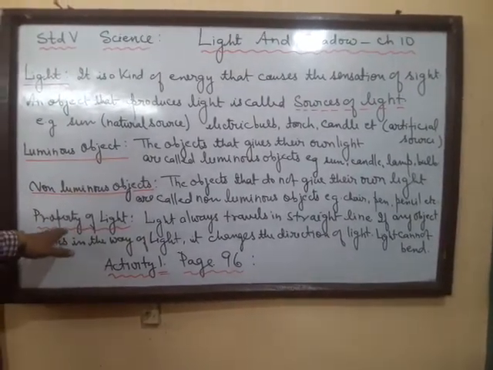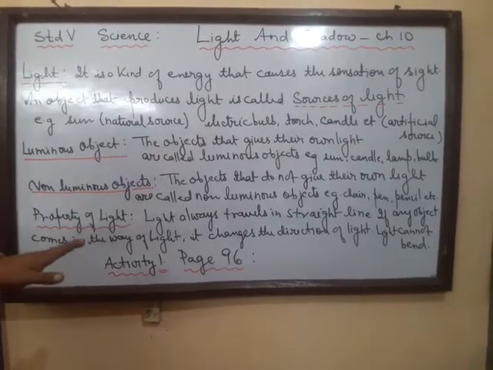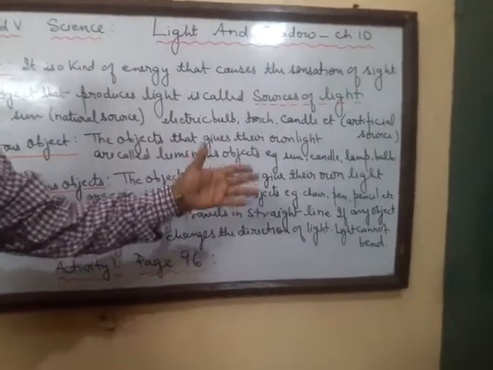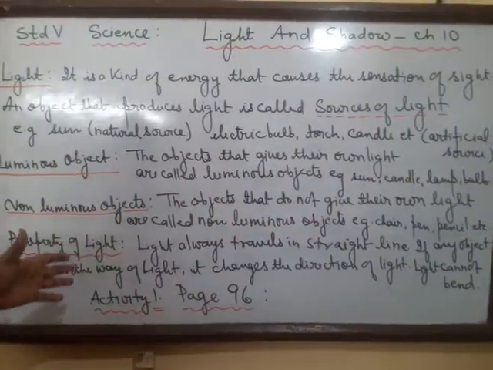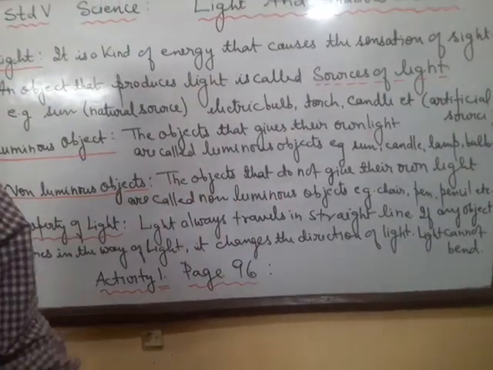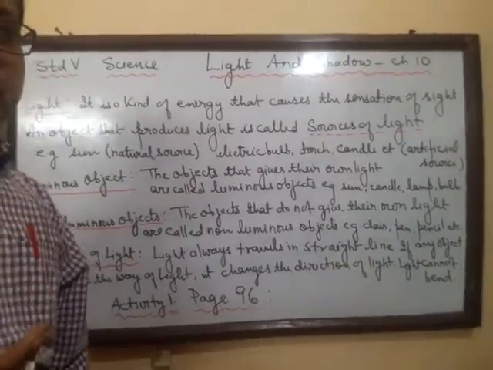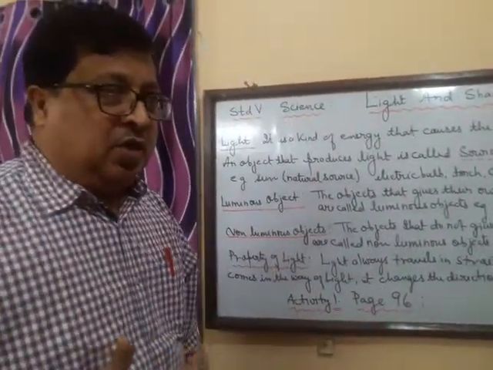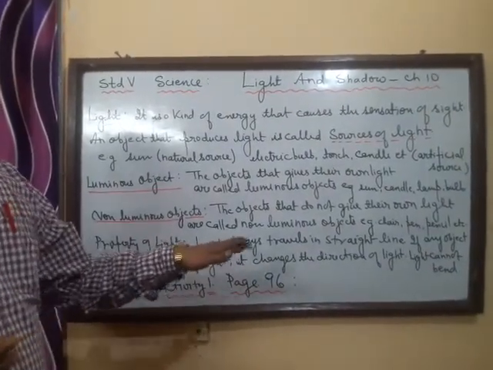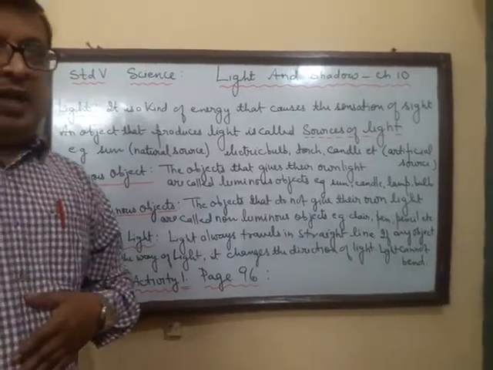Now just now I was talking about the property of light. One of the most important properties of light is that light always travels in a straight line. And if any object comes in the way of light, it changes the direction of light. Light in fact cannot bend. And of course the formation of shadow is a direct consequence of this rectilinear propagation of light. That is, light travels in a straight line. We'll talk about shadows a little later.